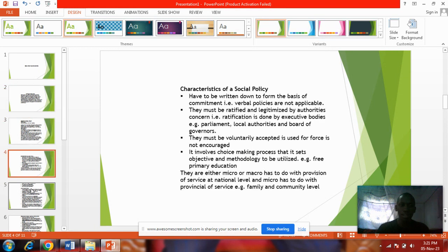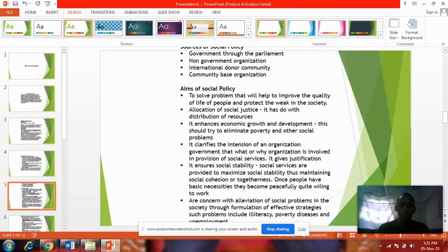Then we have the aims of the social policies. One is to solve problems that will help to improve the quality of life of people and protect the weak in the society. The other thing is allocation of social justice. It has to do with the distribution of resources.